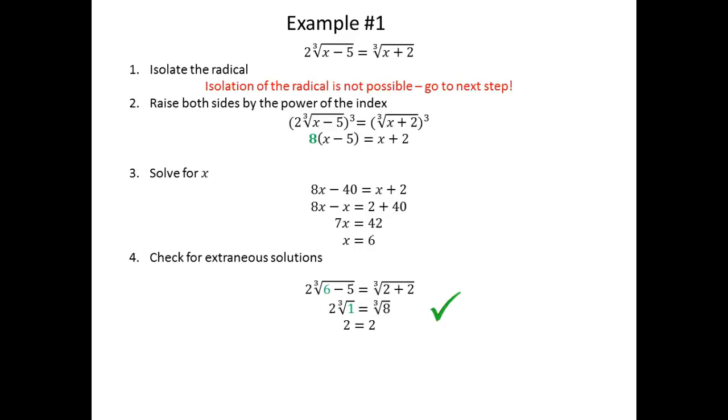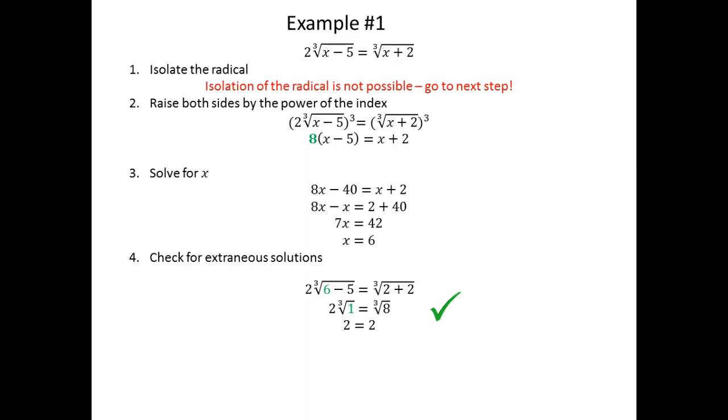My next example, I have a radical on both sides of the equation, and I notice that I have 2 times the cube root of x minus 5, but I really can't isolate both radicals, so I will go to the next step, which is raising both sides by the power of the index. In this case, the index is 3. It's a cube root, so I will raise both sides to the 3rd power.